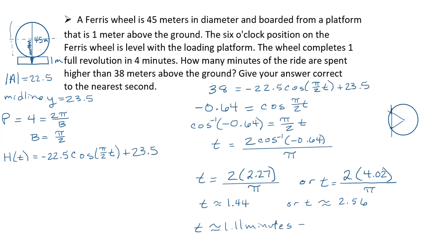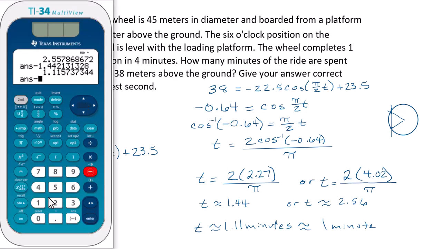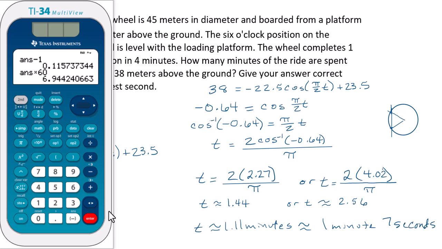Now, we do want to get the answer correct to the nearest second, and this is in minutes. So I know that I do have 1 full minute. This is 1 minute. And I'm going to subtract that 1 minute from the calculator. So subtracting 1 from that, this is 0.11 minutes. And if I multiply that by 60 seconds in 1 minute, then I get about 7 seconds. So 1 minute, 7 seconds. You're going to be 38 meters above the ground.